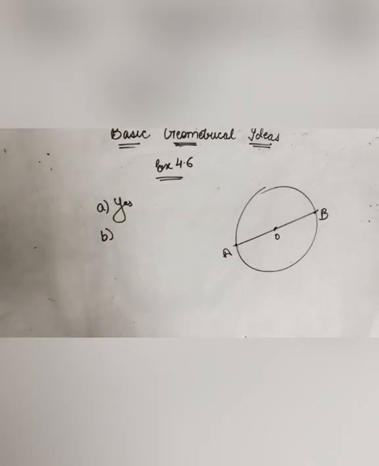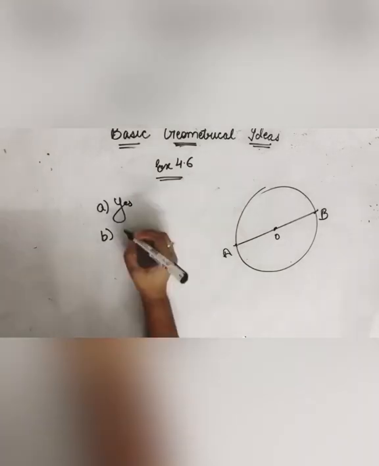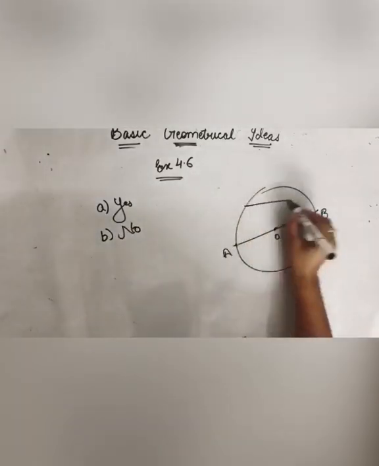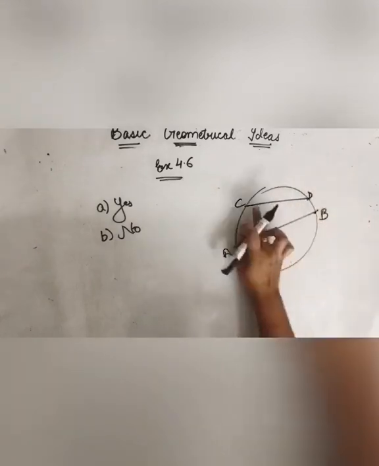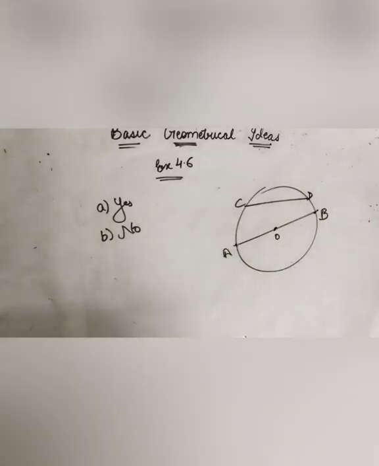B part. Is every chord of a circle also a diameter? No. Because let's say this is a chord CD, but this is not a diameter. Why is this not a diameter? Because it is not passing through the center of the circle.